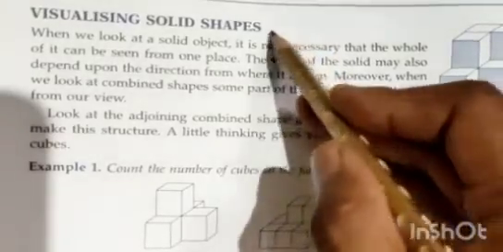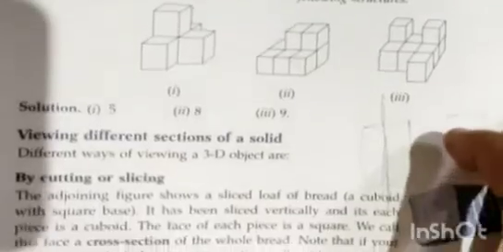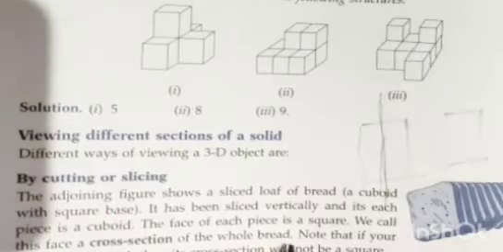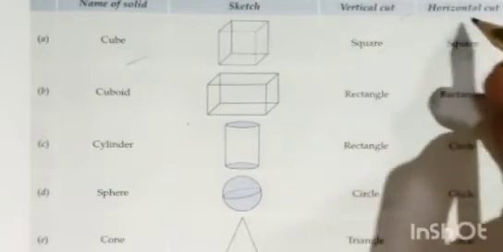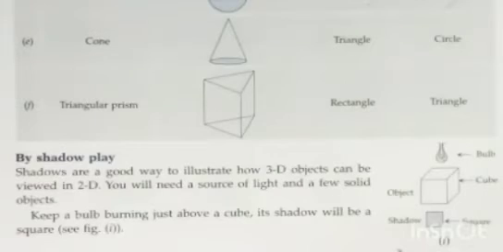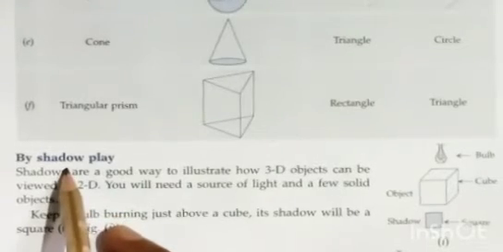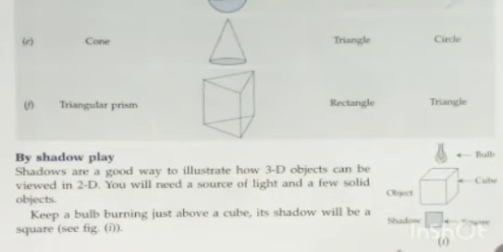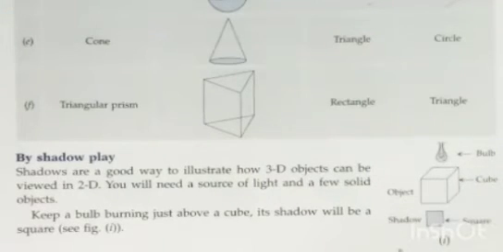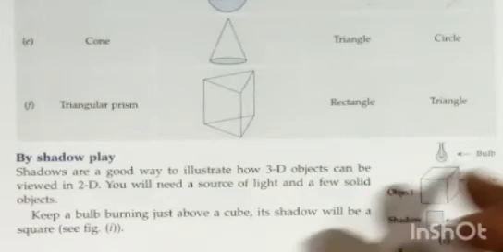So in this video, children, we have revised how to visualize solid shapes from different angles, how to make horizontal and vertical cuts, and how objects of different shapes will look when a vertical and horizontal cut is done. Then we saw the shadow play, how shadows will be formed if we keep a bulb or some source of light at different sides.